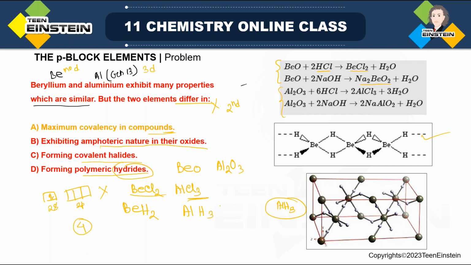So that is why the first property is not the same. They are differing in this property, though these two elements have a diagonal relationship, but they differ in this property.